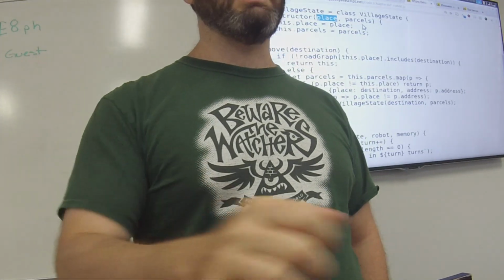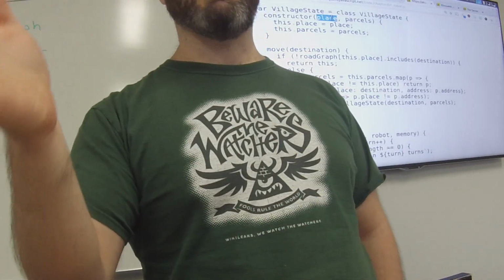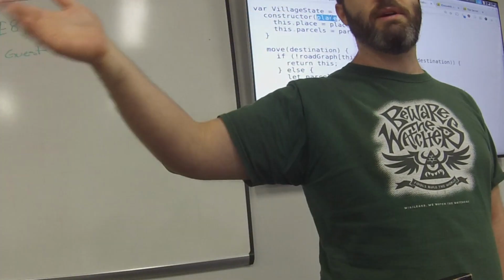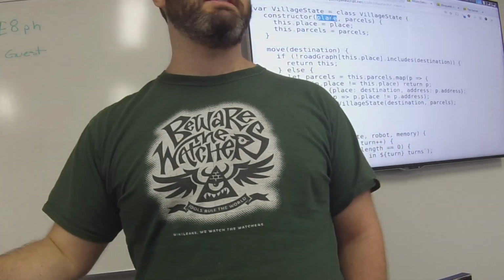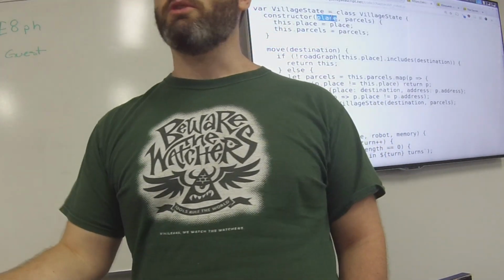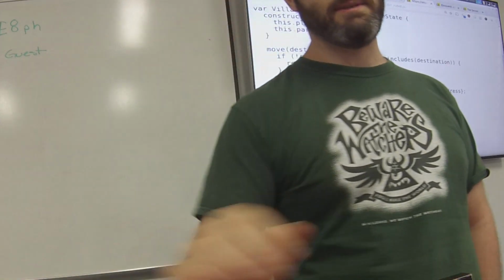So in some languages, you have to type it. You have to say place is an array, place is an object, place, whatever. You have to describe it. JavaScript, you don't. So we have to reason about it. We're going to have to do some detective work. We're going to look at how it's called. We're going to look at how it's used. And we're going to figure out what place and parcels is.